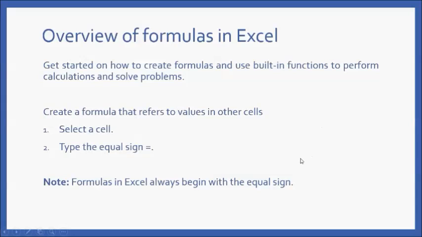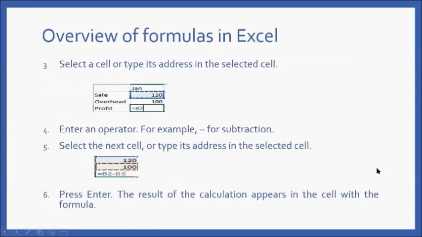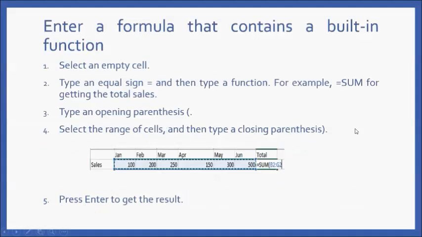Get started on how to create formulas and use built-in functions to perform calculations and solve problems. So create a formula that refers to values in other cells. Select a cell and then type the equal sign. Formulas in Excel always begin with the equal sign. Select a cell or type its address in the selected cell. Then enter an operator, for example, subtraction or the minus sign. Then select the next cell or type its address in the selected cell. Then press Enter. The result of the calculation appears in the cell with the formula.